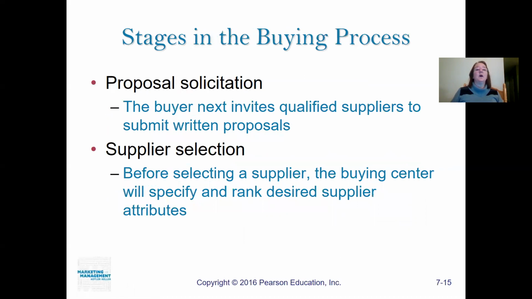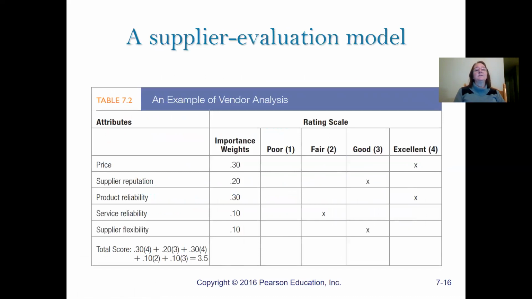So the stages in the buying process, we do the proposal solicitation, then we select the best supplier. And this is an example of a vendor analysis where you assign importance weights based on attributes like price, supplier reputation, product service reliability, etc. And then you look at rating scores for a vendor, and you calculate a score. You would go through this same process for multiple vendors and then decide between the vendors that have the highest scores.